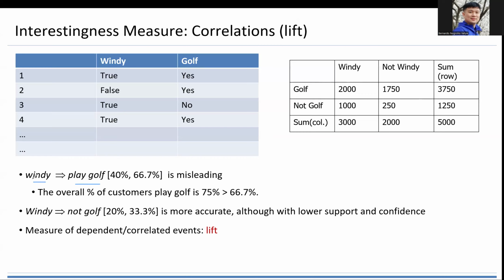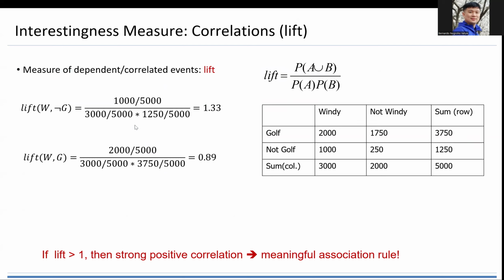So we use lift to measure this, and the formula will be the probability of A union B divided by the probability of A multiplied by the probability of B. For example, I want to know the lift when W is windy, and G, okay? The negated G means not G, not golf, so not playing golf.